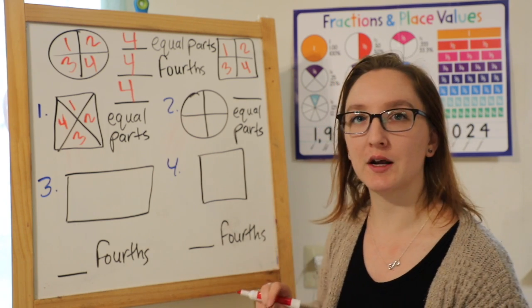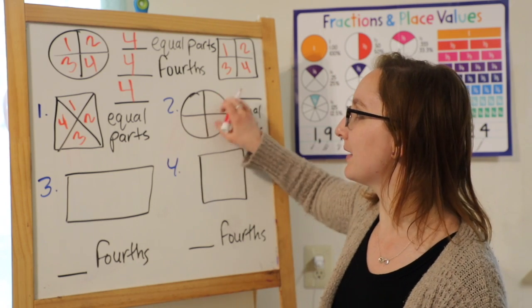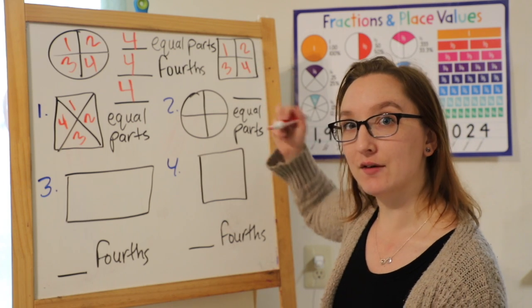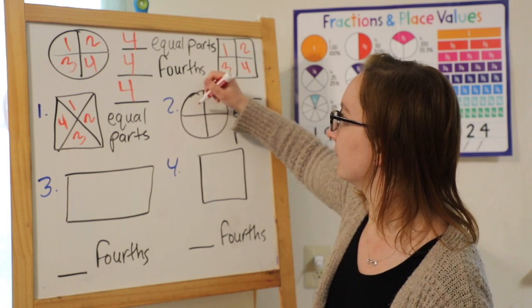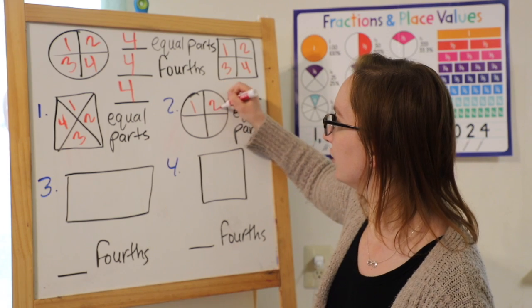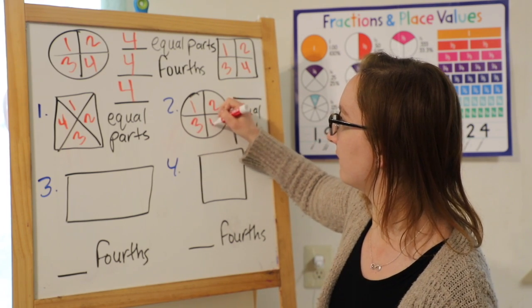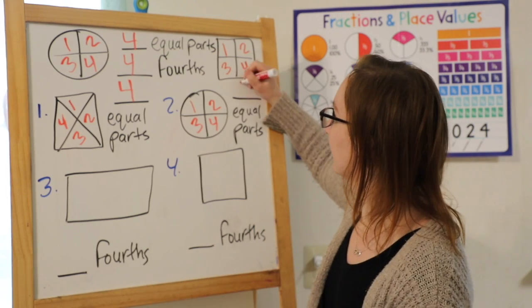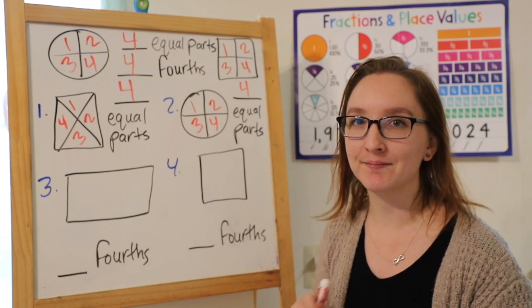Number 2, we're gonna do the same thing. We wanna know how many equal parts are in this circle. So let's go ahead and write and count along. 1, 2, 3, 4. So we have 4 equal parts again. So I'm going to write that on my line.